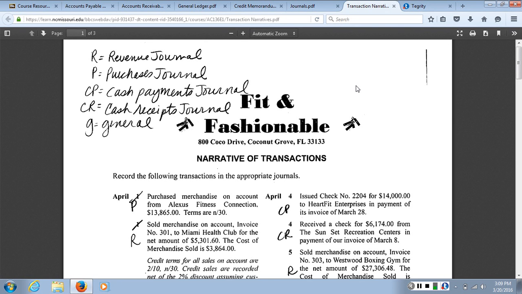I have gone through the entire section of narratives and recorded whether it should go in a purchases journal with a P, a revenue journal with an R, CP will go in a cash payments journal, CR will go in cash receipts, and G will go in general. I will walk you through how I would complete this. The first thing I am going to do, though, is walk you through all of the journals.